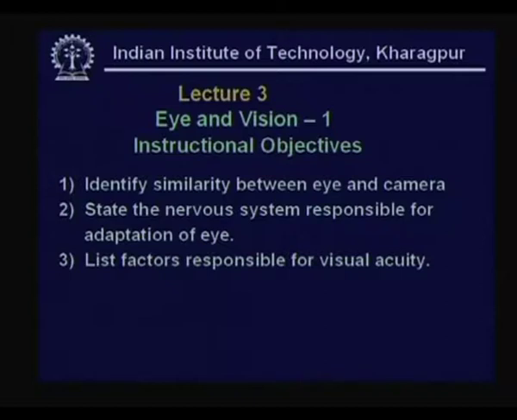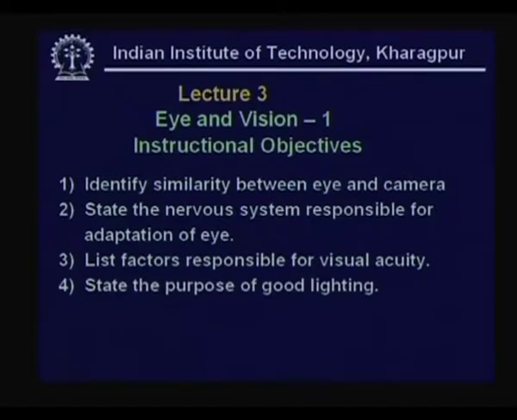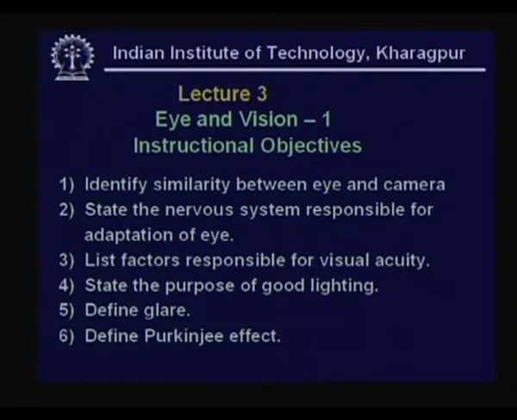3. List the factors responsible for visibility or visual acuity. 4. State the purpose of good lighting. 5. Define glare. 6. Define what is known as Purkinje effect. So, we begin with the lecture 3 titled Eye and Vision 1, and we have looked at the instructional objectives.